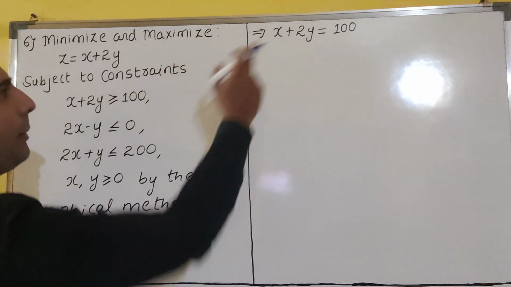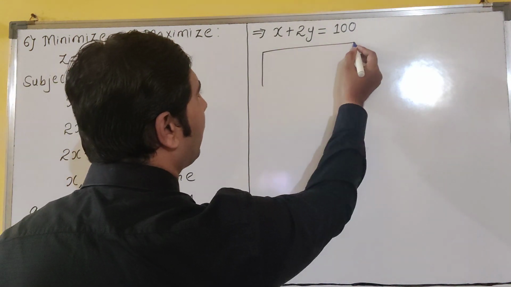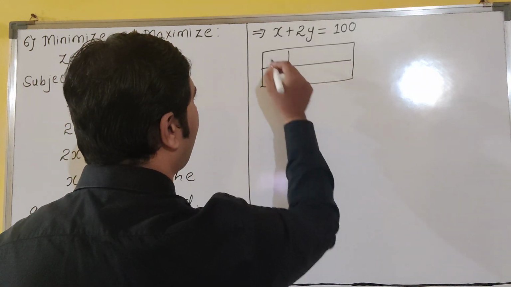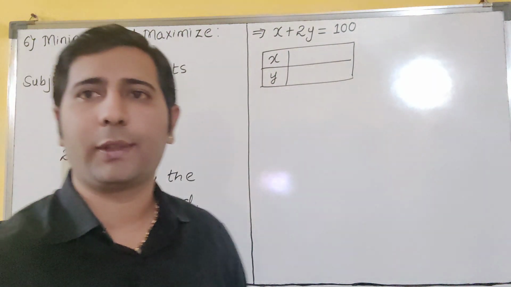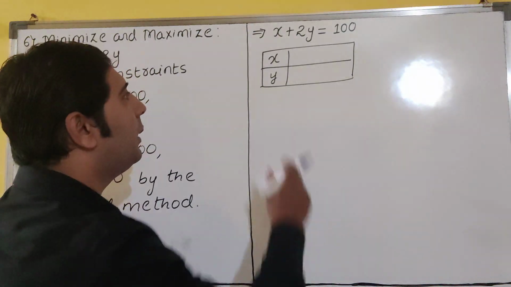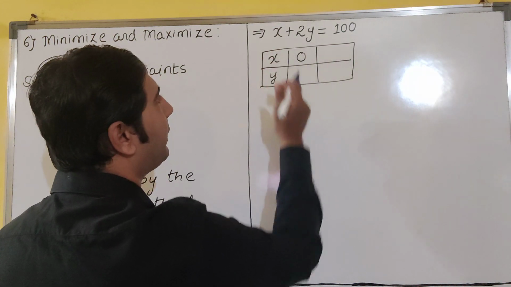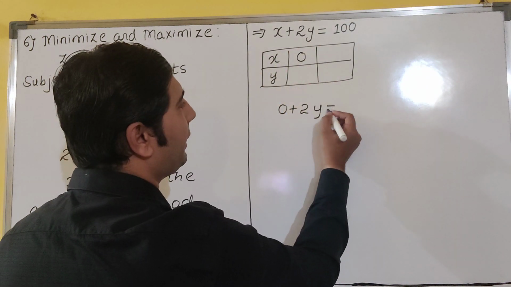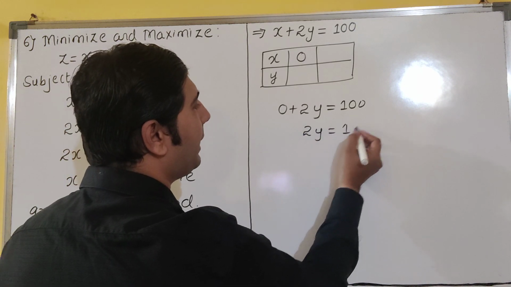Make it equal. So equal to 100, let us find the points. In the last video, dear students, we have done many videos on this linear programming. In those videos you see how to find the points, I had already told you. But still I will say here also. So x value you keep as 0. X value is 0 means y value will become how much? So 0 plus 2y is equal to 100. So 0 plus 2y is what? 2y is equal to 100, dear students.